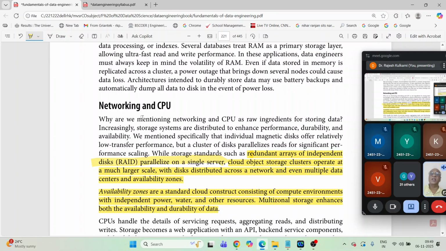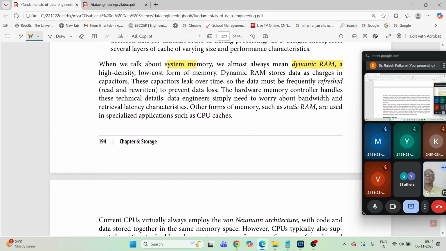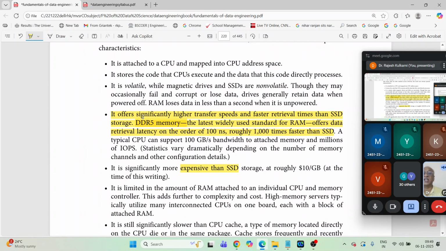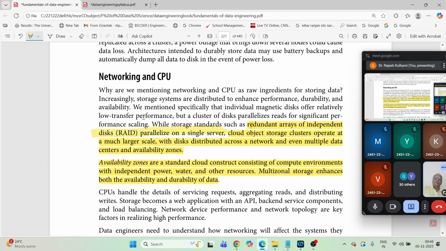So under raw ingredients, we discussed hard disk drives, then solid state devices, then RAM. Now we are discussing networking also. Why networking? Because networking plays a huge role, because everything nowadays is distributed, cloud is there, parallelism is there. So the better the networking, the better the performance, the better the durability, the better the availability and all that.